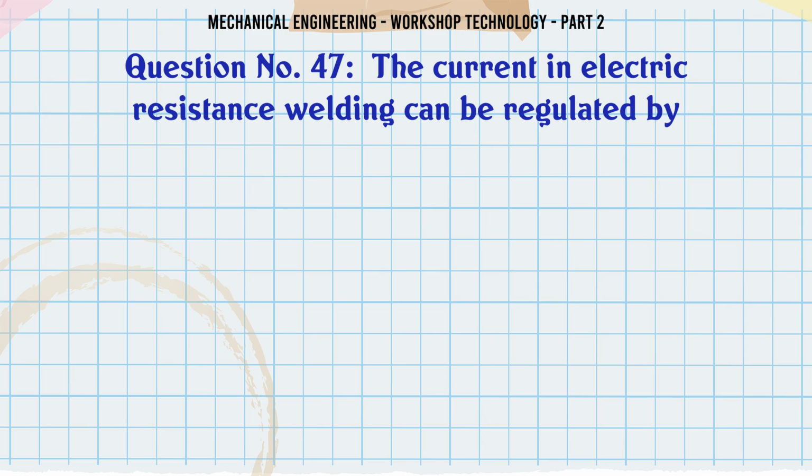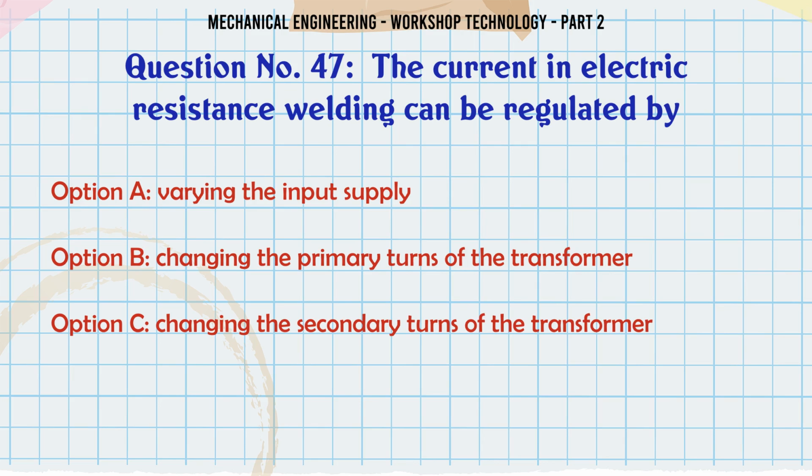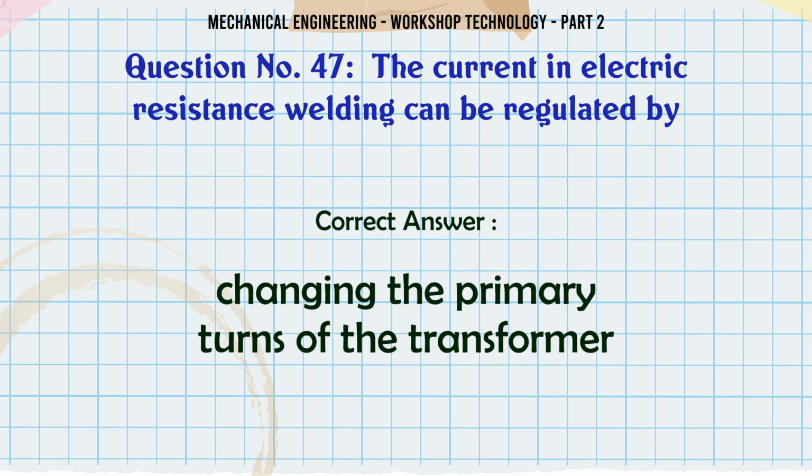The current in electric resistance welding can be regulated by: A. varying the input supply, B. changing the primary turns of the transformer, C. changing the secondary turns of the transformer, D. any one of the above. The correct answer is changing the primary turns of the transformer.